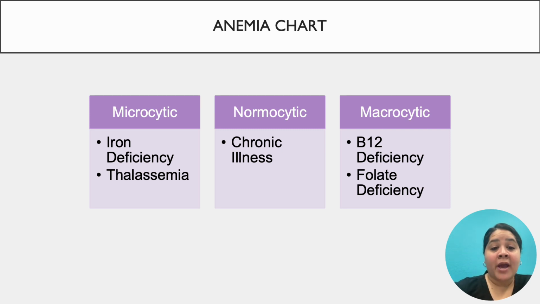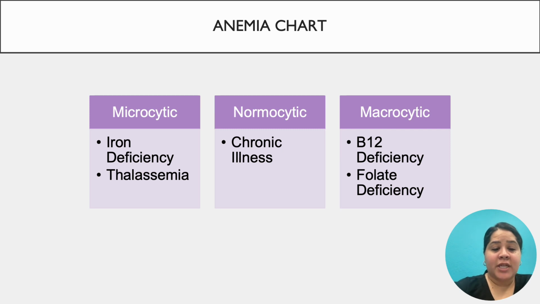And under macrocytic anemia, we have our two supplementation deficits, B12 and folate. Righty? So generally, microcytic anemias can be classified as low MCV, low MCH. Righty? In addition to the CBC identifying anemia, so that low hemoglobin, hematocrit, and red blood cells.